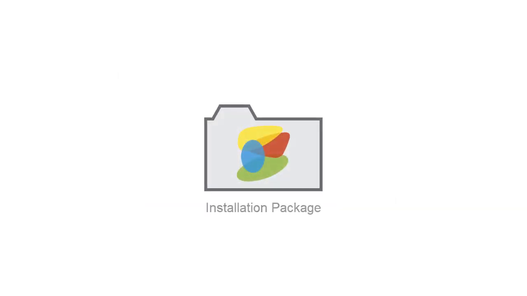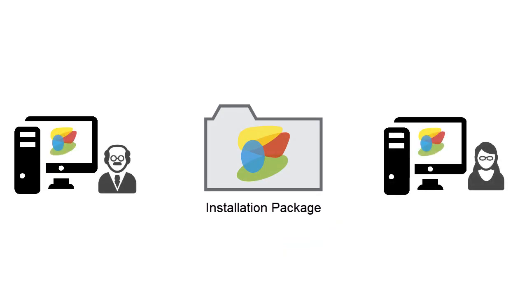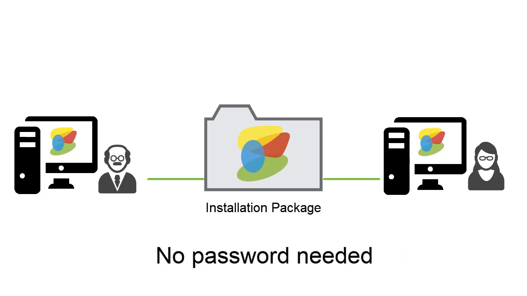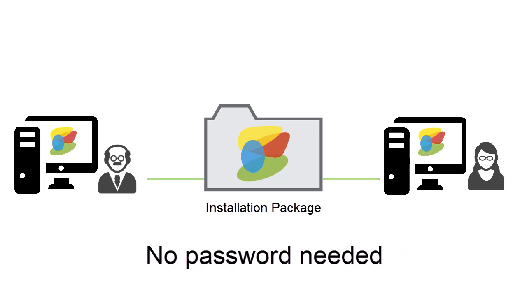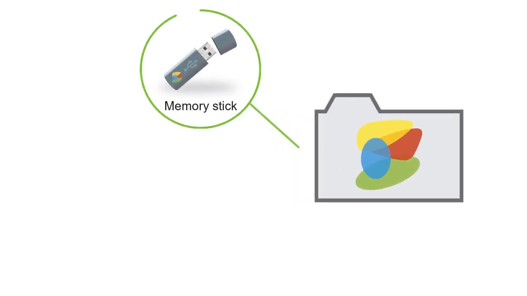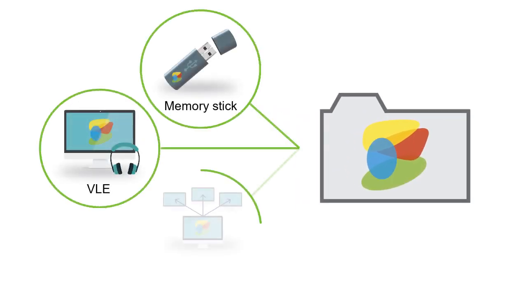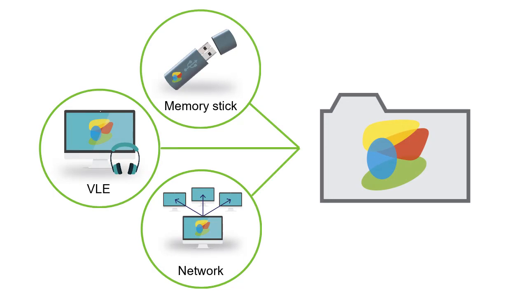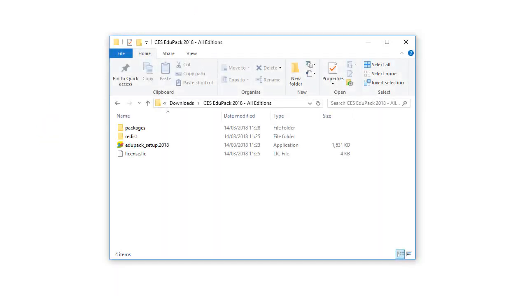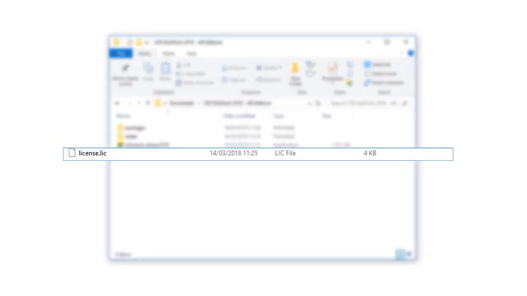Providing this folder of files to a colleague or student allows them to install a specific CES EduPack edition using your license. They will not need to enter the username and password. You can distribute this folder on a memory stick or a virtual learning environment, or on an internal network. Make sure the license file is in the same folder as the installer.